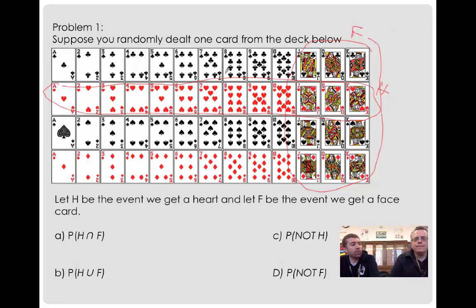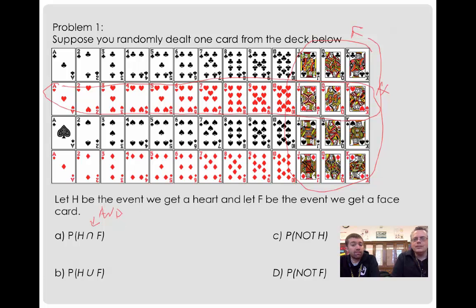So now we want to find out what's the intersection of those points. What's the probability that I get a heart that's also a face card? Remember, the upside down U is intersection, and the word that goes with it is and. So what's the probability that we get a card that's a heart and a face card? How many cards are a heart and a face card? Well, looks like 3.